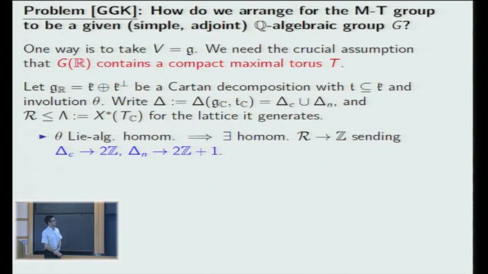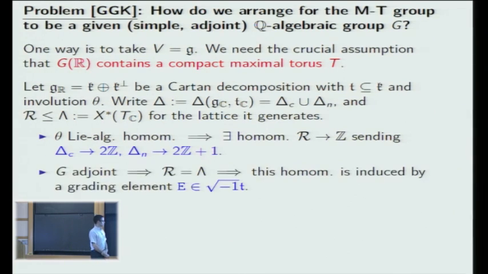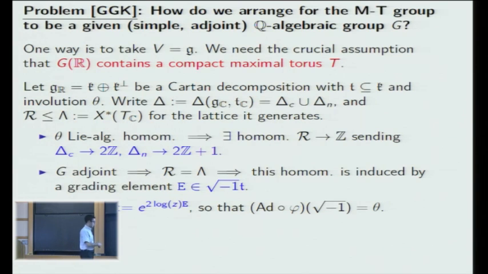Now, the fact that theta, the Cartan involution, is a Lie algebra homomorphism means that there is a homomorphism, just define it on the simple roots, from the root lattice to Z sending delta_C to 2Z and delta_N to odd integers. And since G is adjoint, R is lambda, and this homomorphism actually lifts to a grading element in the Cartan subalgebra. And now we set phi of Z, our Hodge structure, to be just the exponentiation of this E. And then you get immediately, it's a simple computation from what I said before about theta, that this is true.